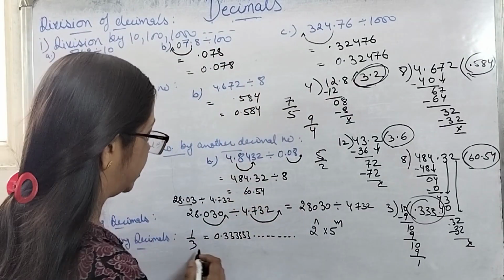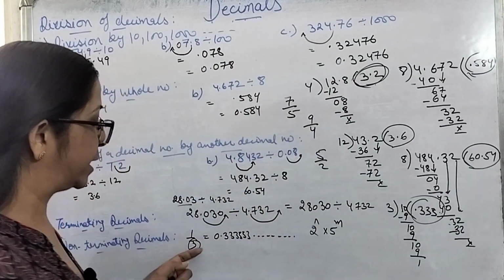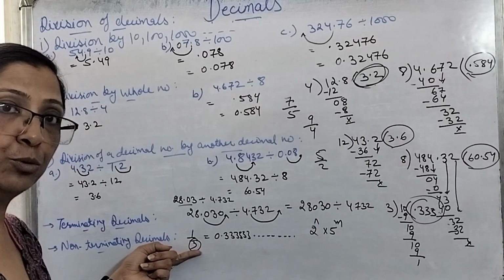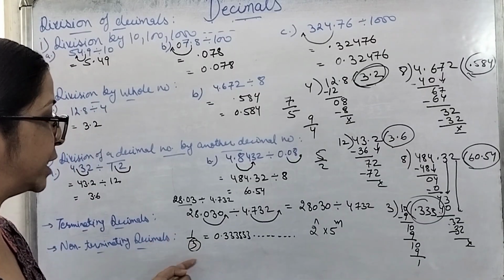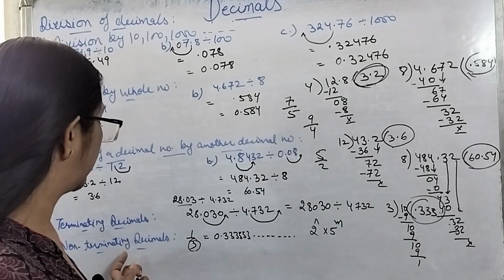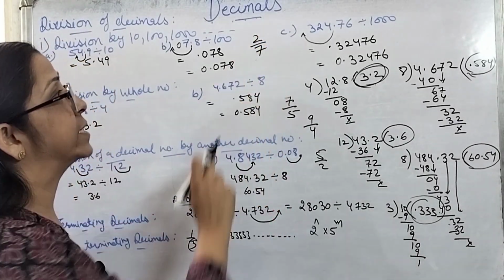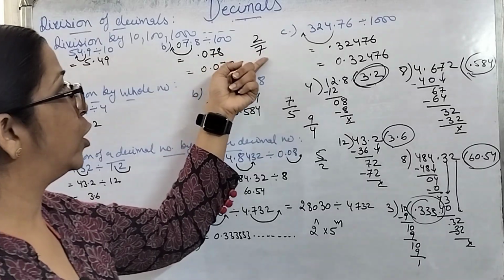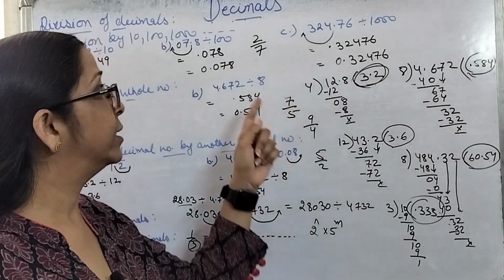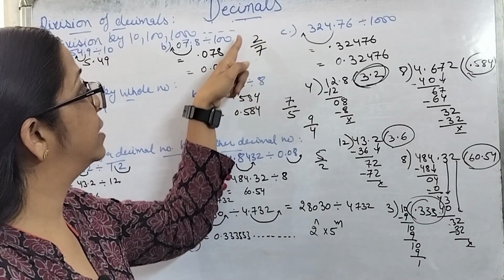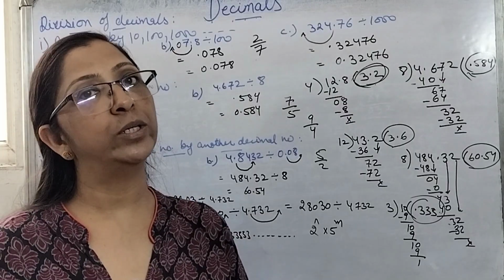Like if your divisor was 3, it is neither a multiple of 2 nor of 5, so it is not going to terminate, it will be a non-terminating decimal. Similarly, if your number is 2 upon 7, here the divisor is 7, which is again not a multiple of 2 and 5. That's the reason if we divide this, it is not going to terminate.